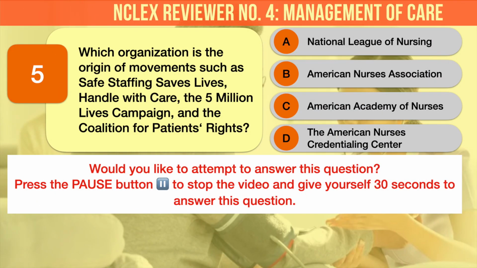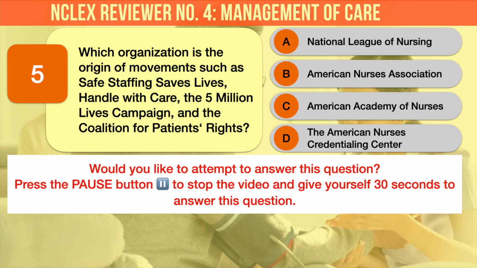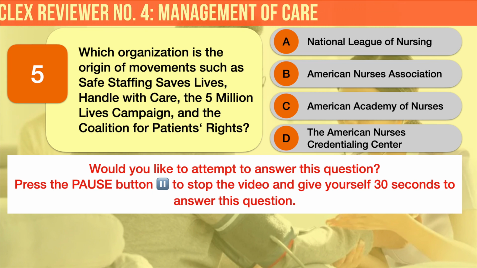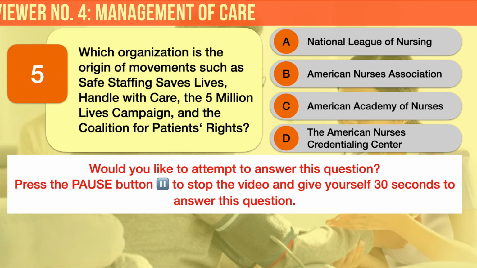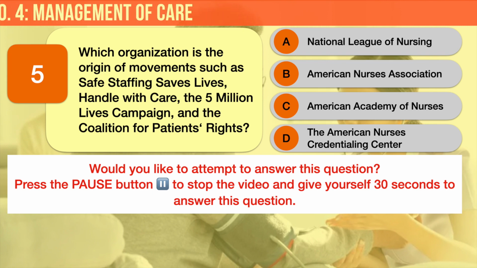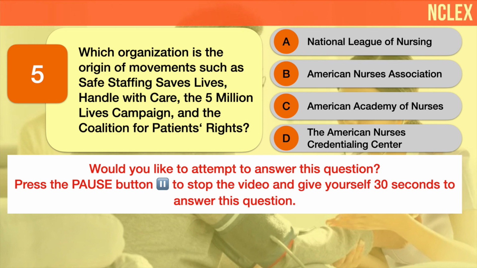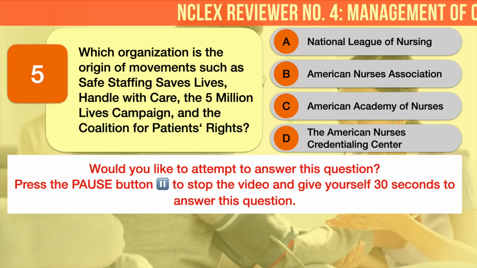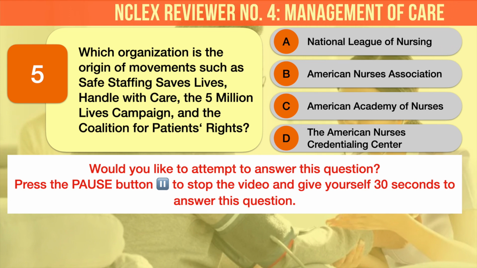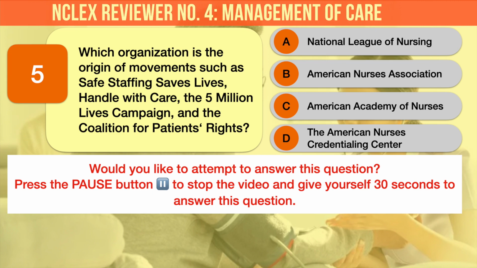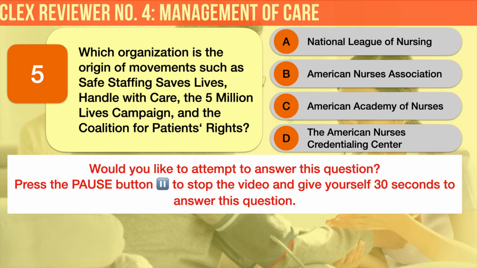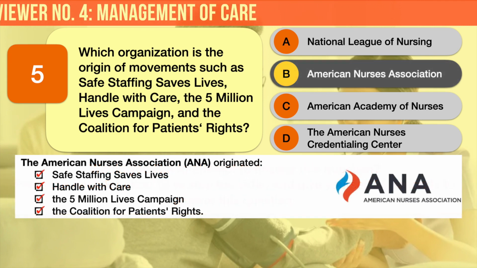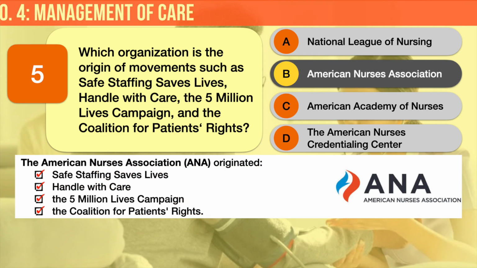Question number 5. Which organization is the origin of movements such as Safe Staffing Saves Lives, Handle with Care, the 5 Million Lives Campaign, and the Coalition for Patients' Rights? A. National League of Nursing. B. American Nurses Association. C. American Academy of Nurses. D. The American Nurses Credentialing Center. The correct answer is B.